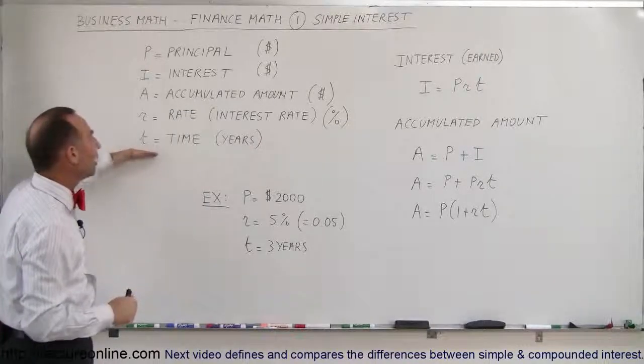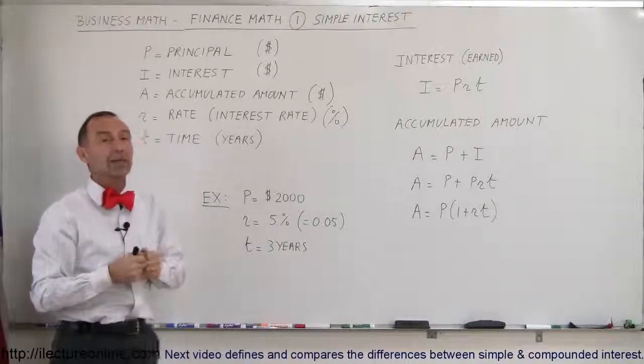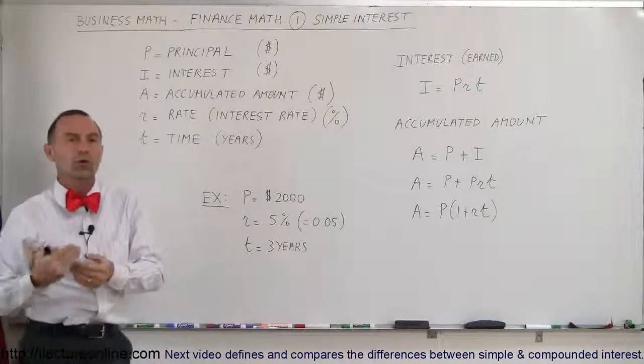And finally, the time, and usually it's expressed in years. How long will you put your investment in the bank? If you put it in for 1 year, you'll earn interest for a year. If you put it in for 2 years, you'll earn interest for 2 years.